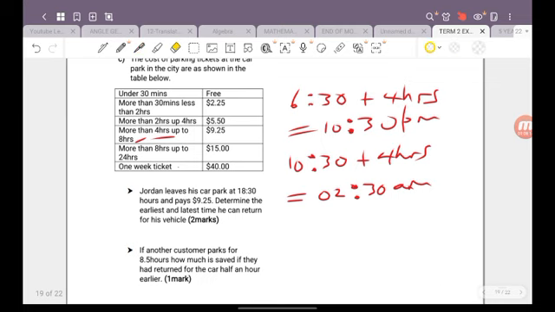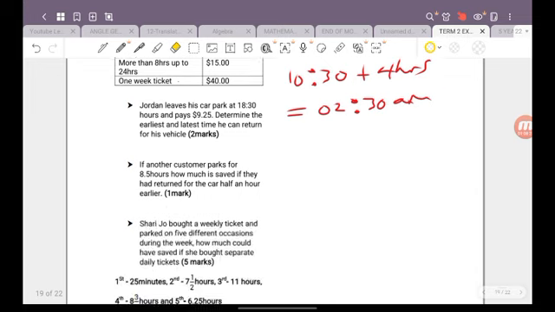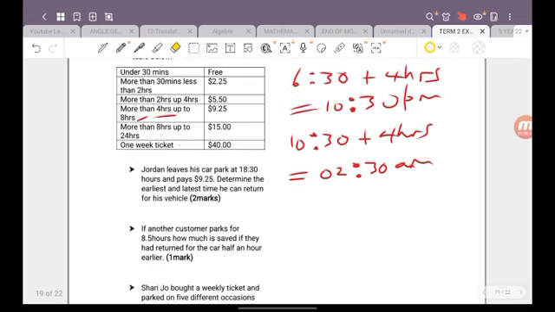Anytime over that, he's going to pay more. Anytime less than that, he would have obviously gotten less than the amount of money he has paid. All right. So 2 marks, not too heavy there. We're going to look then at if another customer parks for 8.5 hours, how much is saved if they had returned for the car a half an hour earlier? So at 8.5 hours, it means that a customer would have had to pay what? $15, because 8.5 hours is over 8 hours, so that means you would have paid $15.